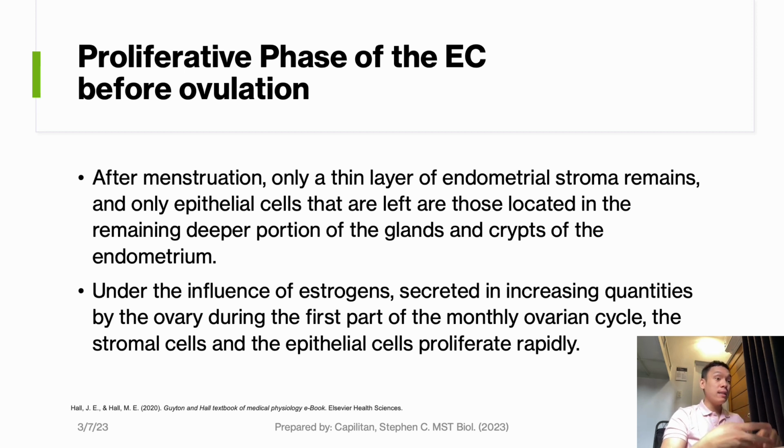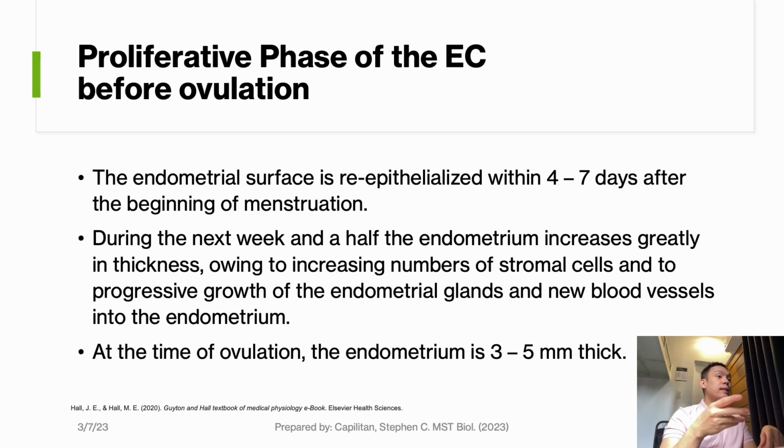With the influence of the estrogens secreted in increasing quantities by the ovary during the first part of the monthly ovarian cycle, the stromal cells and the epithelial cells will proliferate rapidly. The endometrial surface is re-epithelialized within 4 to 7 days after the beginning of menstruation, and during the next week and a half the endometrium increases greatly in thickness owing to an increase in the number of stromal cells and progressive growth of the endometrial glands and new blood vessels into the endometrium. At the time of ovulation, the endometrium is 3 to 5 millimeters thick.